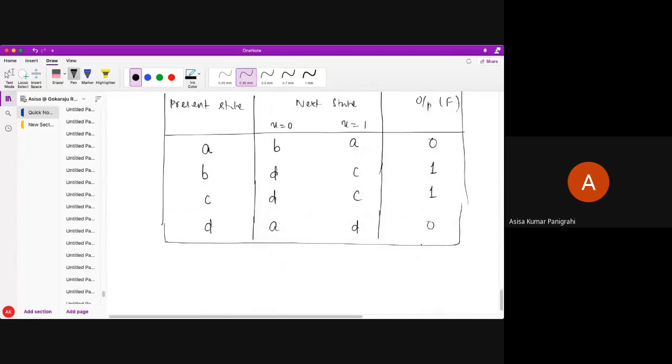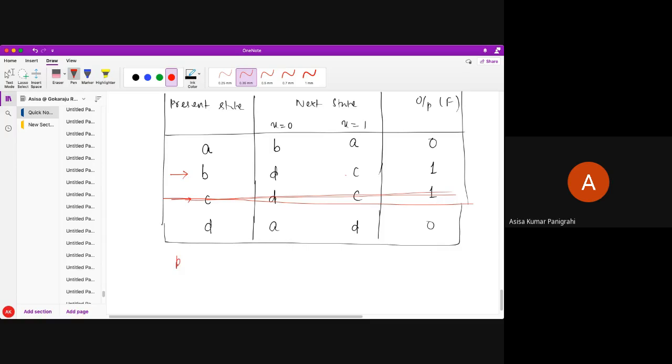Please check it here. Is any reduction possible? How to check it? Any two states that have the same next state and output? Yes. Where? You can see here B and C. It has DC1, DC1. So one you can remove it. Are you understanding? Any doubt, students?